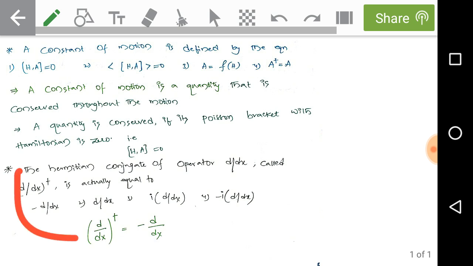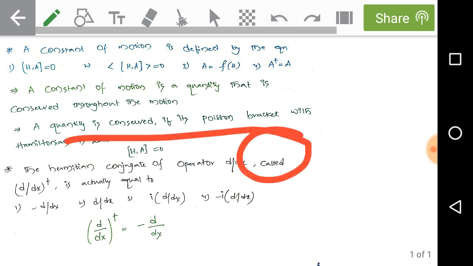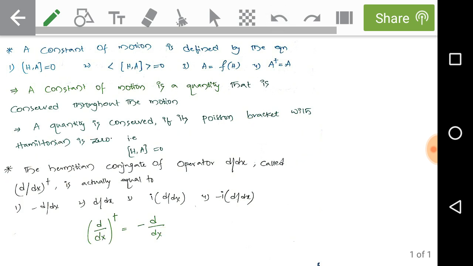Next one, the Hermitian conjugate of the operator d by dx. So here the adjoint of d by dx is equal to... Whenever we take the adjoint of d by dx, it results in minus d by dx. So the first option is the correct answer.